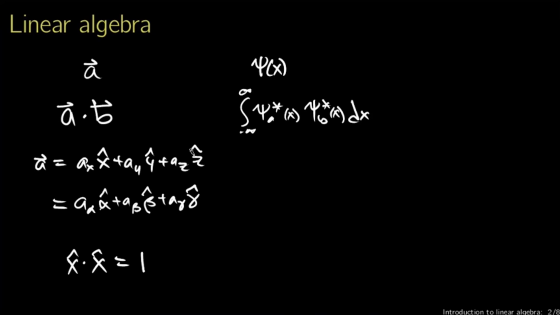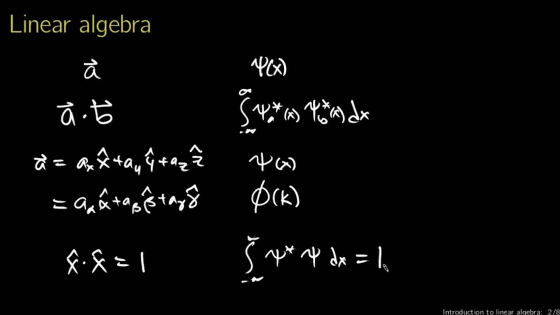Expressing a vector in terms of one coordinate system versus in terms of another coordinate system is essentially the difference between looking at the state of the system as the wave function psi of x versus the wave function in momentum space, the wave function phi of k, which we got by taking Fourier transforms back when we considered the free particle. Finally, taking the dot product of a unit vector with itself is like saying the integral from minus infinity to infinity, back with our expression of the dot product, of psi star psi dx is equal to 1.